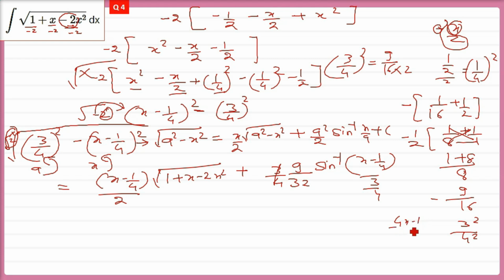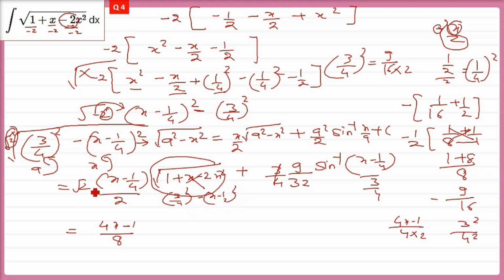So x minus 1 by 4 is simply 4x minus 1 by 4 divided by 2. So this will give you 4x minus 1 divided by 4 to the 8. So the first term will have 4x minus 1 divided by 8. And when you multiply this under root 2 inside, the original equation will come. If you multiply this x minus 1 by 4 whole square minus 3 by 4 whole square with under root 2, the same result is going to come.